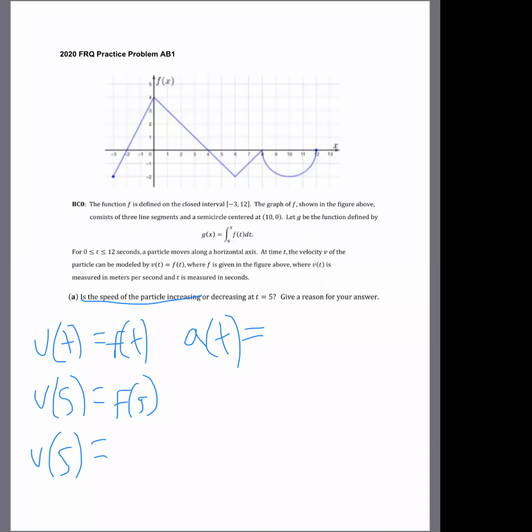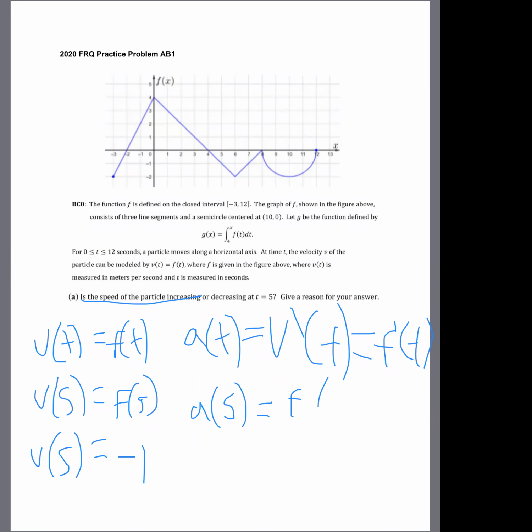So v of 5 must be, and that's -1. A of t is v prime of t, which means that it's f prime of t. So a of 5 must be f prime of 5.